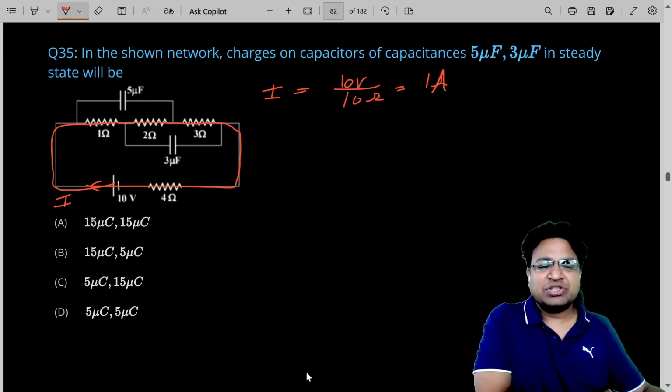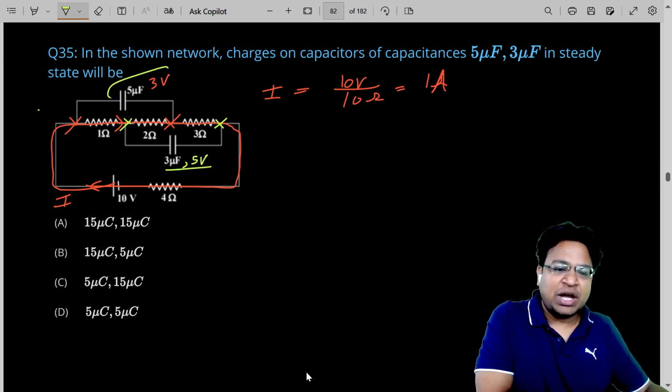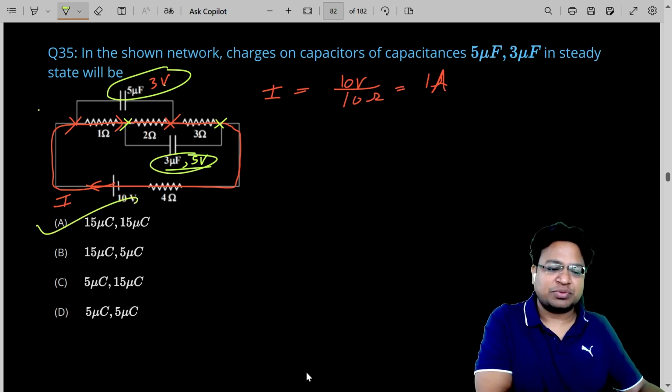All right, now if I check the potential difference between these 2 points, it would be 1 ampere into 3 ohm. So the potential difference across the 5 microfarad capacitor would be 3 volt. Similarly, if I check the potential difference across the 3 microfarad capacitor, it would be the potential difference between these 2 points, this one and this one. So this resistor is 5 into 1 is 5 volt. So the potential difference across this capacitor is 5 volt. So the charge on this one is 15 microcoulomb, and the charge on this one is also 15 microcoulomb. So option A would be the right answer.